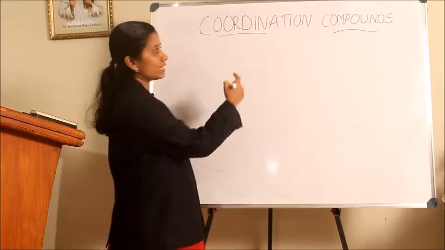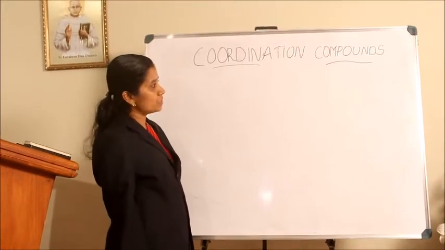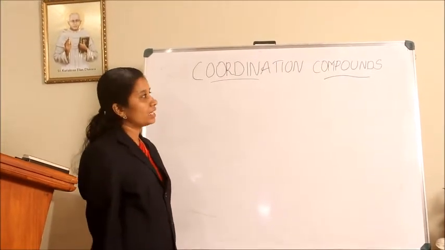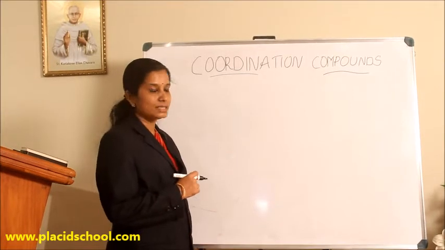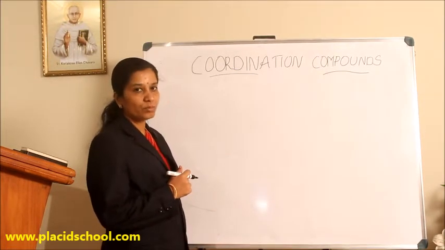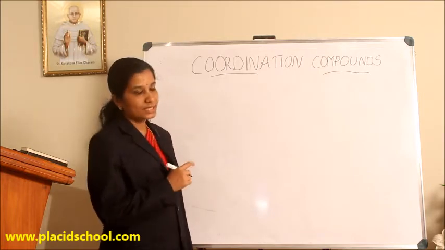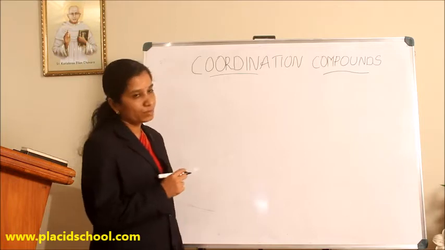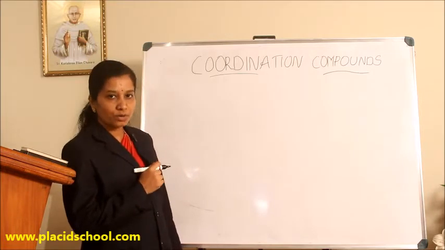Dear students, I am taking the chapter coordination compounds. Coordination compounds or complex compounds are a type of addition compounds in which the central metal atom is surrounded by negative ions or neutral molecules through dative bonds. As I mentioned, it's a type of addition compound. So I have to explain what is meant by an addition compound.